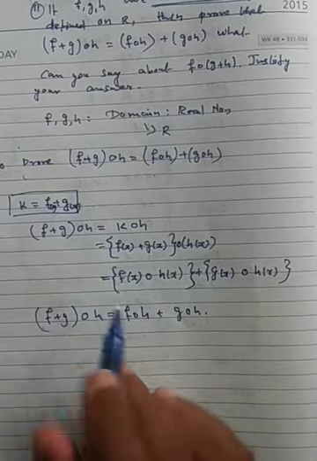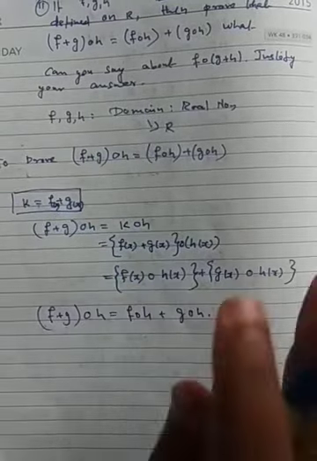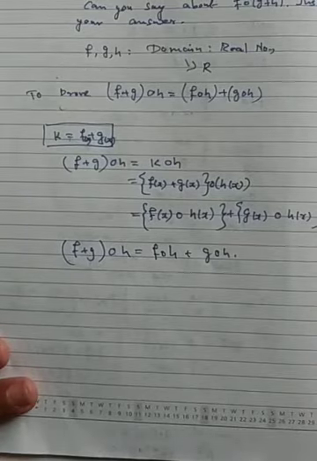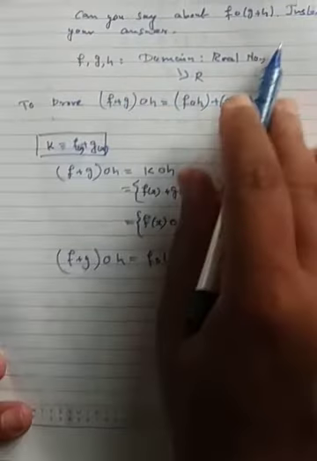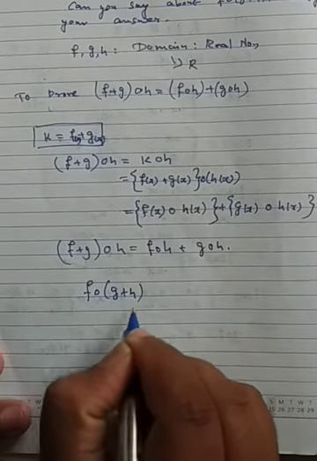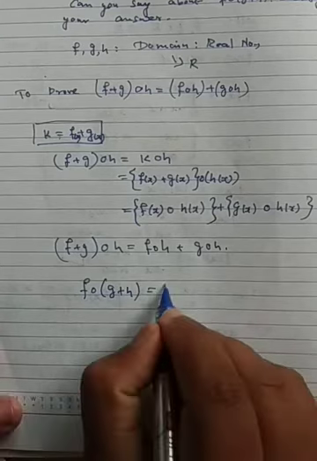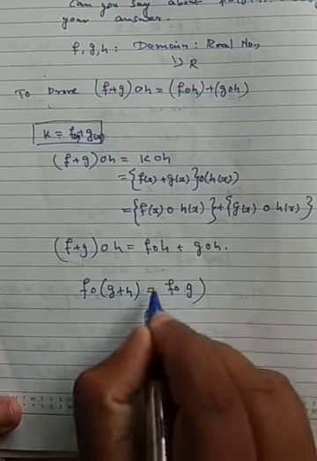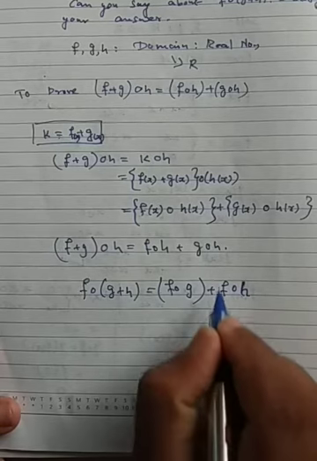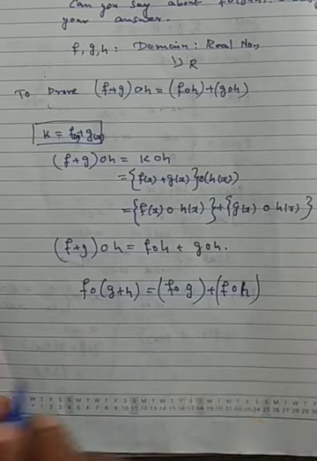Only you have to write it two times. If you put k or not, it's not an issue. You just multiply and prove it. And they're saying another thing, justify: this is f circle (g + h). What will be the answer now? Multiply. f circle g plus f circle h will come. That's your answer that you need to write here.